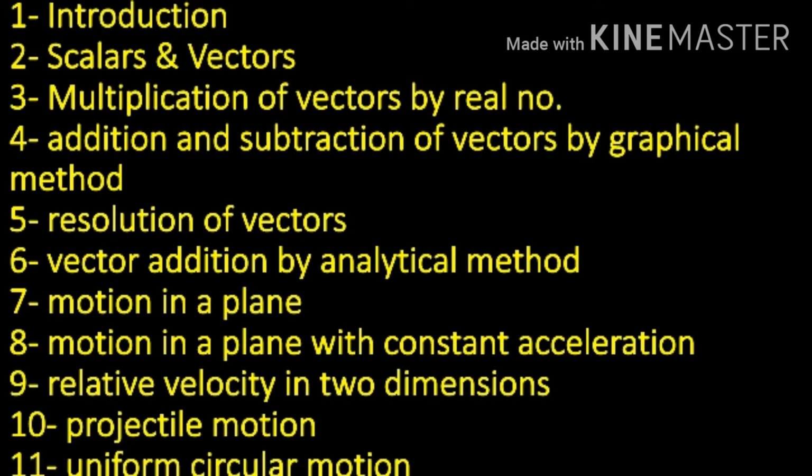So first we read basic introduction, second one is scalars and vectors, third multiplication of vectors by real number, fourth addition and subtraction of vectors by graphical method, fifth resolution of vectors, sixth vectors addition by analytical method, seventh motion in a plane, eighth motion in a plane with constant acceleration, ninth relative velocity in 2 dimensions, 10th projectile motion, and the last one is uniform circular motion. So these are total 11 topics which we read in this chapter.